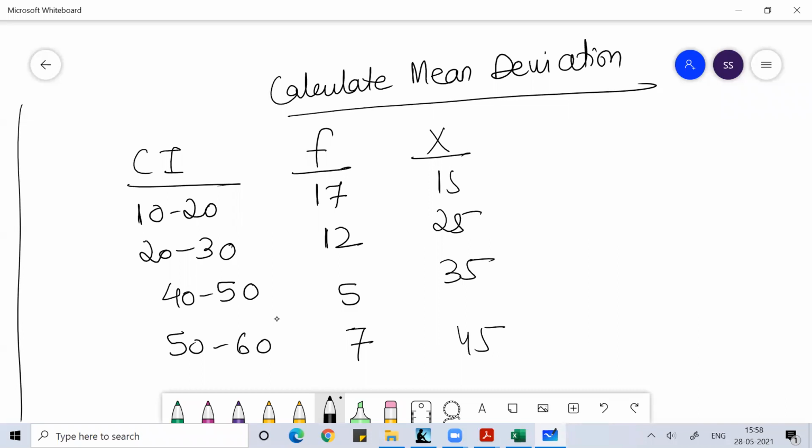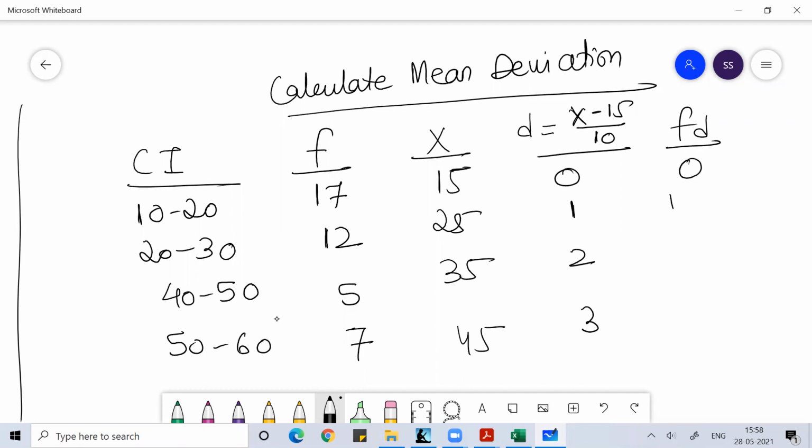Now I can write D. I don't want to multiply F into X, because I don't know how much 17 to 15 is, so I can write D. D is equal to (X minus 15) by 10. By the step deviation method, if I'm going to find the mean, this will be 0, this is 1, this is 2, this is 3. Then I'll multiply F into D.